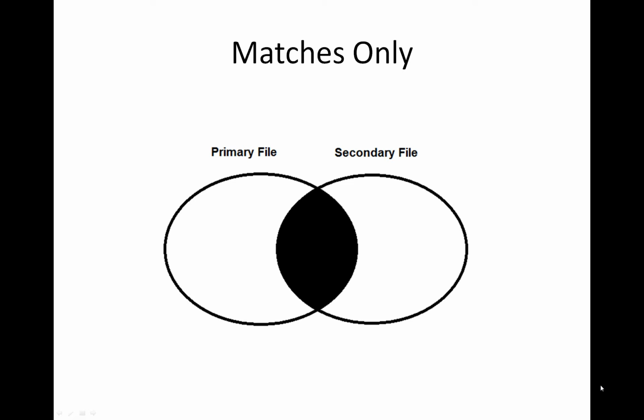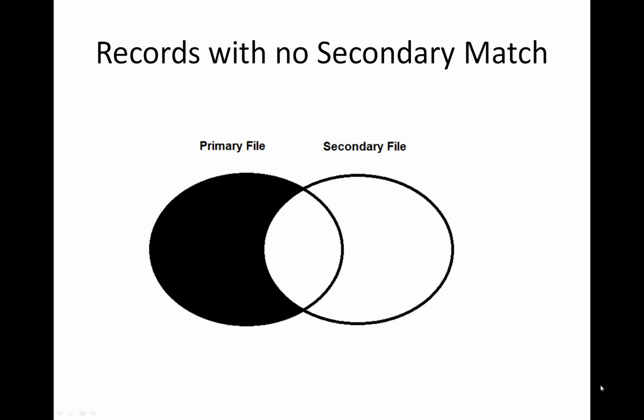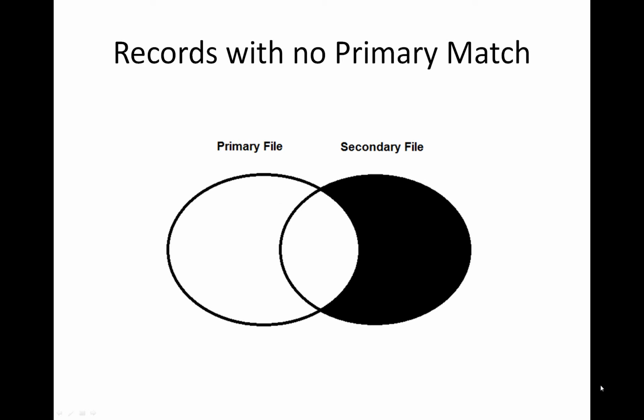When we select the matches only option, what we are doing is selecting the intersection between the two. So we're only looking at common records that exist in both the primary file and the secondary file. The second match is the records with no secondary match. This takes all transactions from the primary file that do not have a corresponding entry in the secondary file. So if we go back to the vendors and payments, if the secondary file is the payments and the primary file is the vendors, this would be all vendors that no payments have been made to during the year.